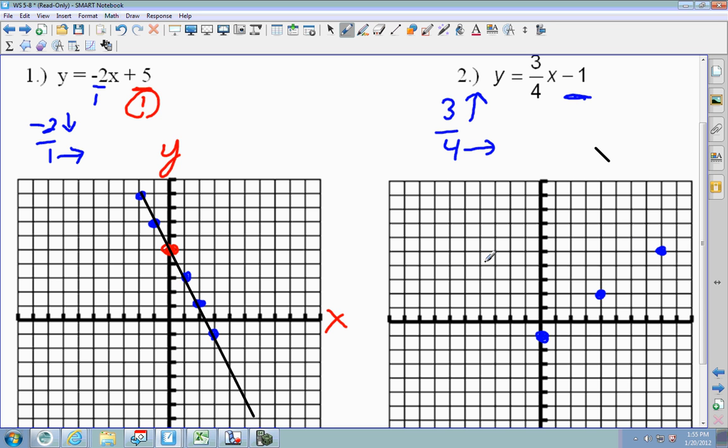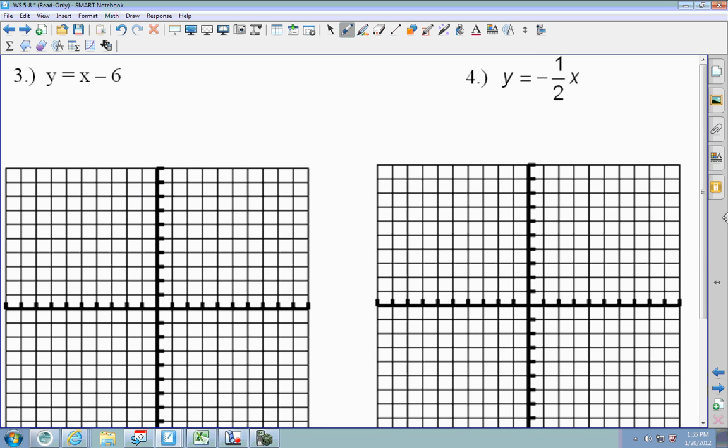Now I need to go backwards, and I'll go back to the y-intercept, and I'm going to go down 3 and to the left 4 and put my dot. Then I'll connect the dots and make my straight line.